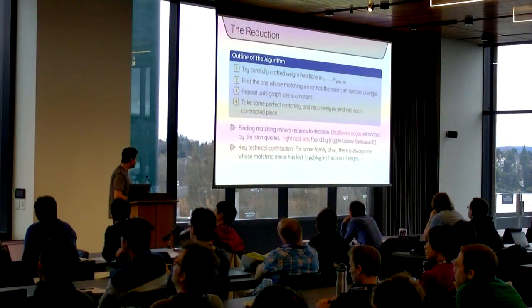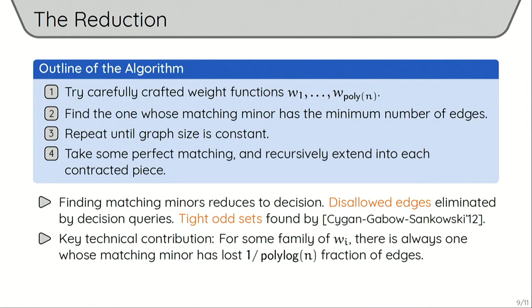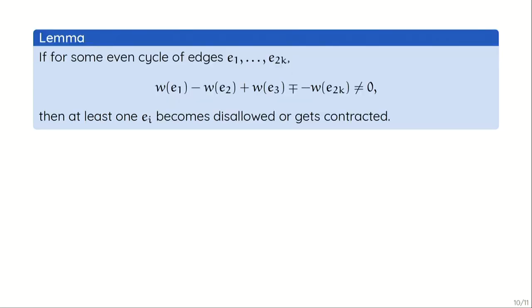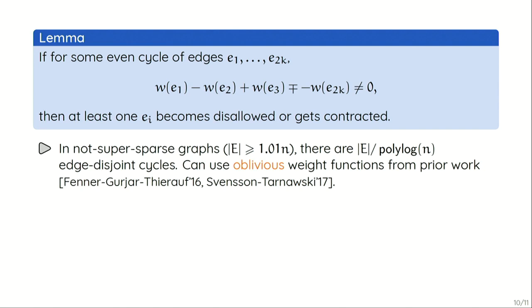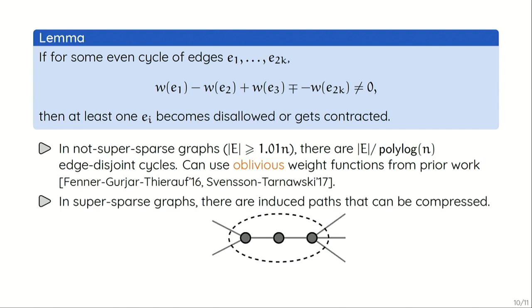So the key technical contribution of this work is showing that there exists a family of polylog many weight functions such that for all graphs, for at least one of these weight functions, this algorithm removes a 1/polylog n fraction. Let me just skip these. So for dense graphs, we show that you can find linearly many edge disjoint cycles, and for any of these cycles, one of the edges is going to be either disallowed or contracted. For sparse graphs, we do something else. And that's all I'm going to say about the algorithm.